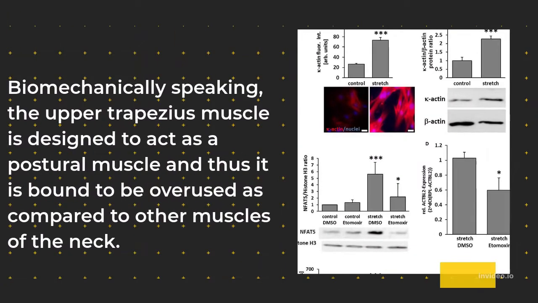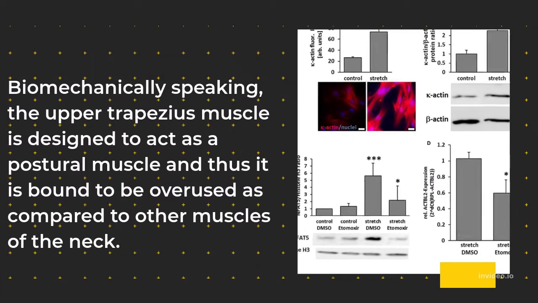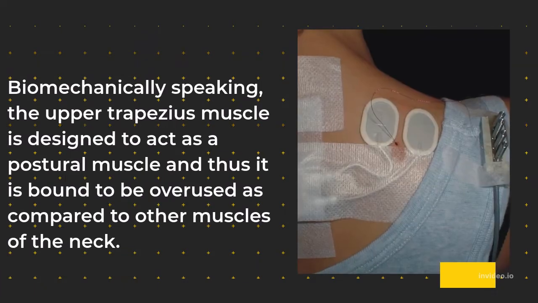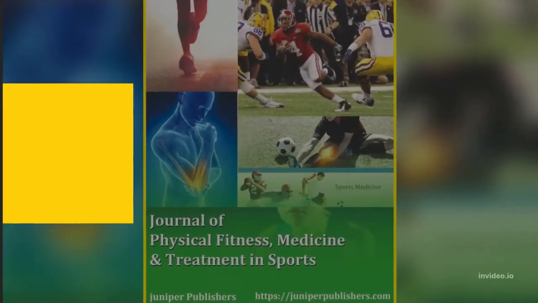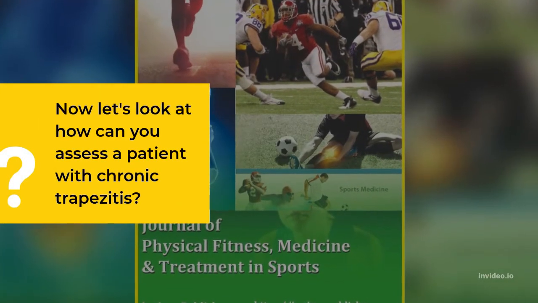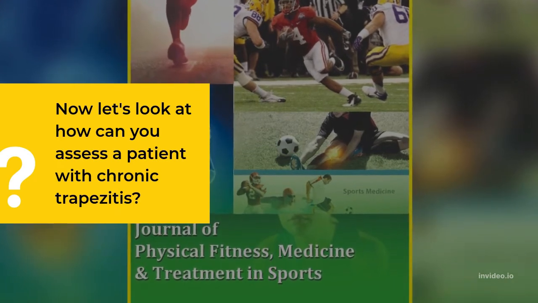Biomechanically speaking, the upper trapezius muscle is designed to act as a postural muscle, and thus it is bound to be overused as compared to other muscles of the neck. Now let's look at how can you assess a patient with chronic trapezitis.